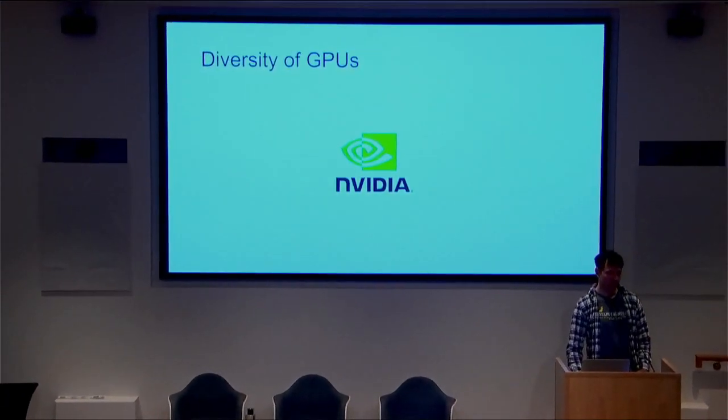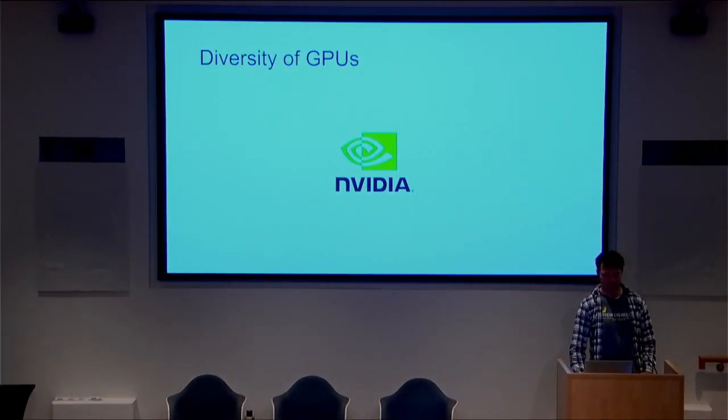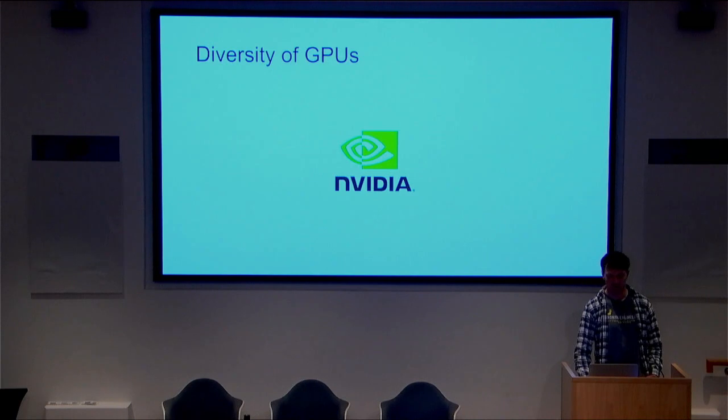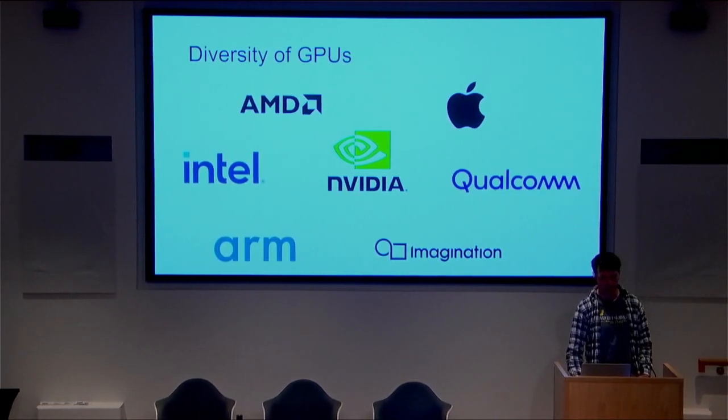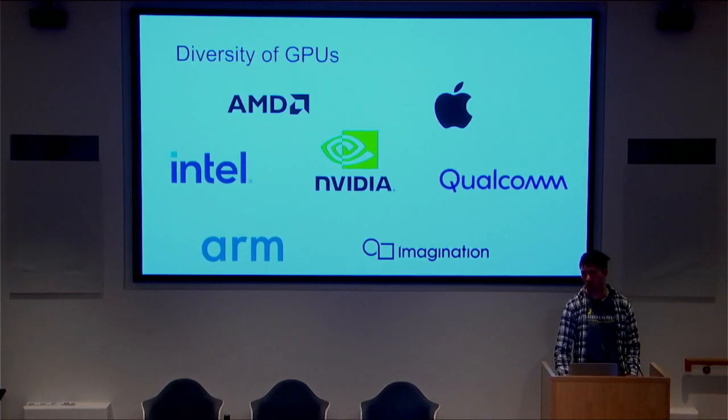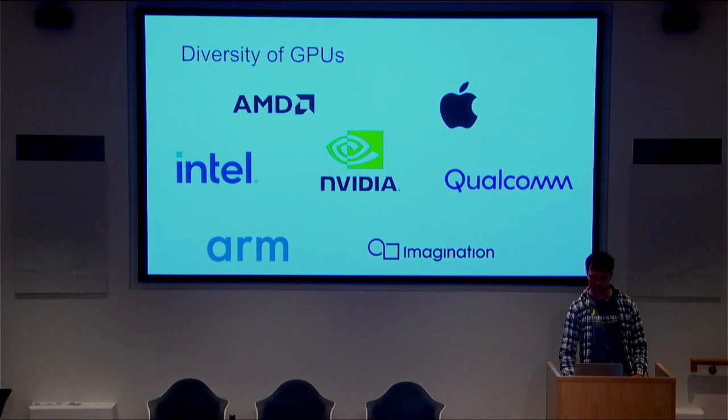And when we think of GPUs, we mostly think of NVIDIA. I mean, they're doing a lot of work in this area, but there's a ton of other companies out there who are doing GPUs. So AMD, Qualcomm, Intel, ARM, Imagination, Apple all make their own GPU. And they all have their own architectures, and they're all thinking about this in different ways.